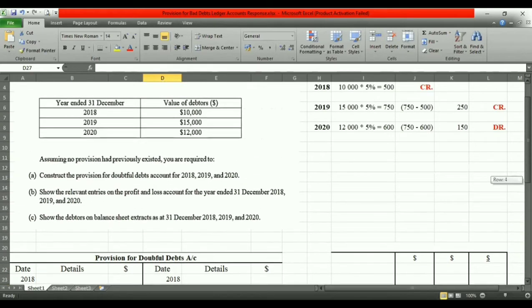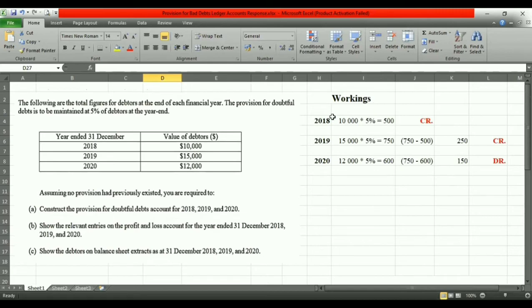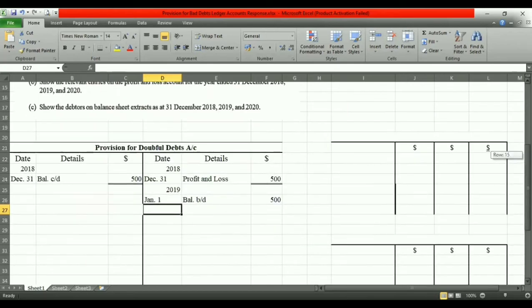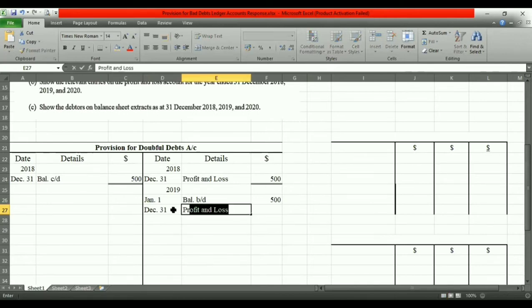In 2019, we are going back to the workings. We're seeing where the provision that should be recorded in the profit and loss is the increased value of 250. And we're going to credit our provisions account with that. So the increase is debited to your profit and loss account and credited to your provisions. So in your provisions account, at the end of the accounting period, which is December 31st, our provision being sent to our profit and loss account is 250. That's the amount it increases by.